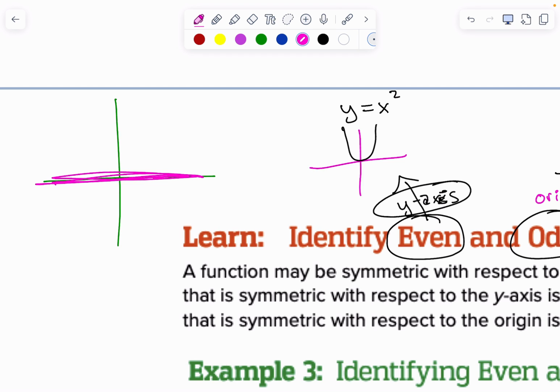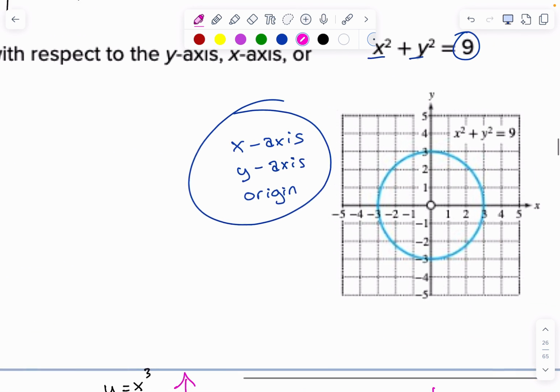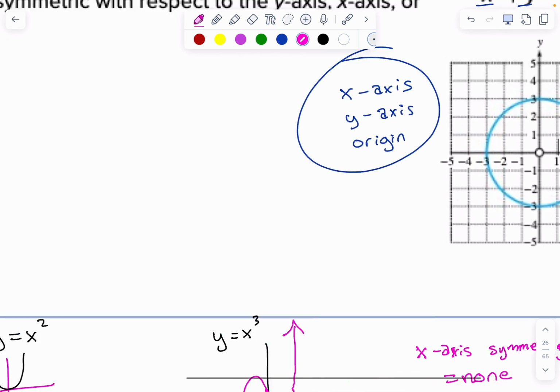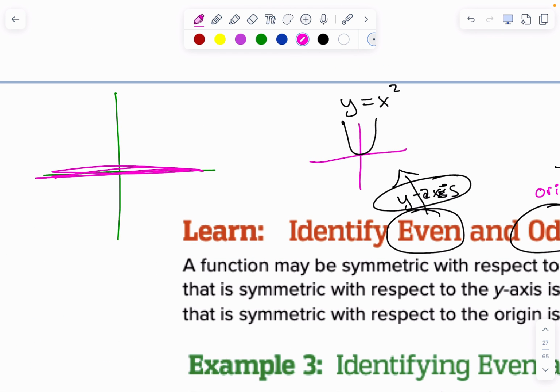It does exist. So in very rare circumstances, like that circle one, that's a rare circumstance where it will have both. That's another circumstance where it will have both. That one's a function. Y equals 0. So there's a function that has x-axis symmetry. So you just said that it didn't exist.